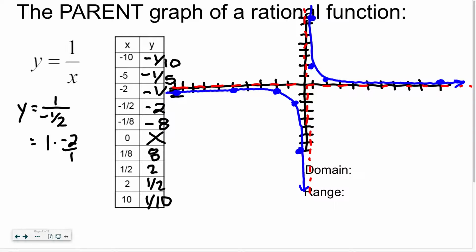Okay. So draw your asymptotes in. And I'll go ahead and label them too, I guess. I have a vertical asymptote. Where's my vertical asymptote? 0. How do I write that? x = 0. Vertical is x equals. And horizontal is y = 0. Excellent.